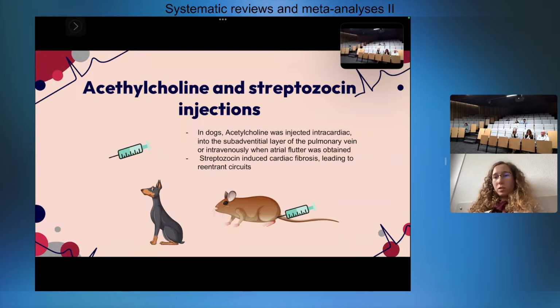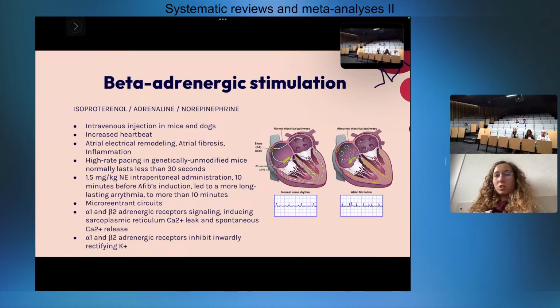And on the long term, they also induce atrial fibrillation, because fibrosis is one of the most common known mechanisms. On the other hand, beta-adrenergic stimulation like isoproterenol, adrenaline, or norepinephrine, which increase the heartbeat rate, also cause atrial electrical remodeling and fibrosis through inflammation. In an experiment conducted in mice and dogs, it showed that high rate pacing lasted less than 30 seconds before the administration of norepinephrine, but then it led up to 10 minutes of atrial fibrillation sustainability. This was due to the ionic changes in the calcium and the potassium channels.